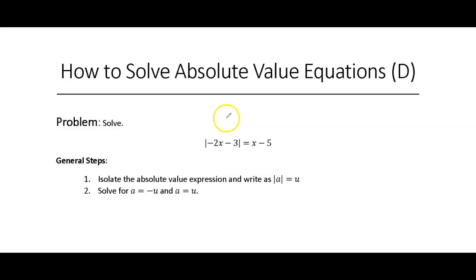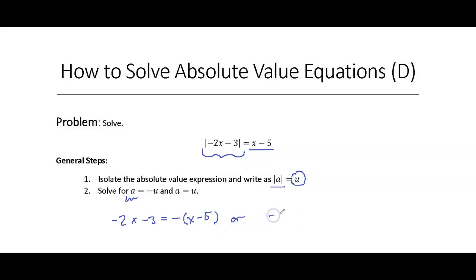We start off by isolating the absolute value expression. If there were more than one absolute value expression, we would isolate one of them. Since the absolute value of 2x minus 3 is already all by itself, we'll go ahead and pick up from there. That is the absolute value expression equals some other expression. So in this case, we're going to take that absolute value expression, 2x minus 3, and set that equal to the opposite of, or the negative of, what was given, x minus 5.